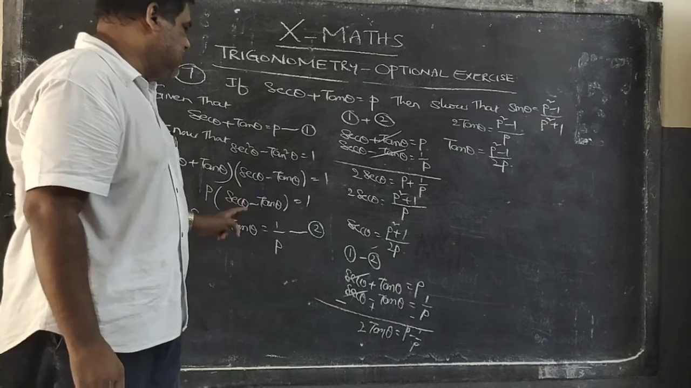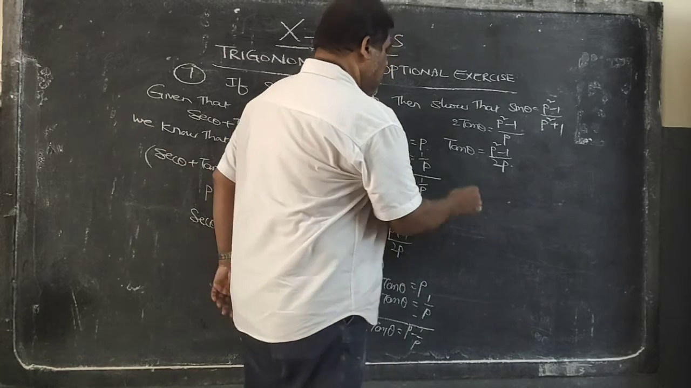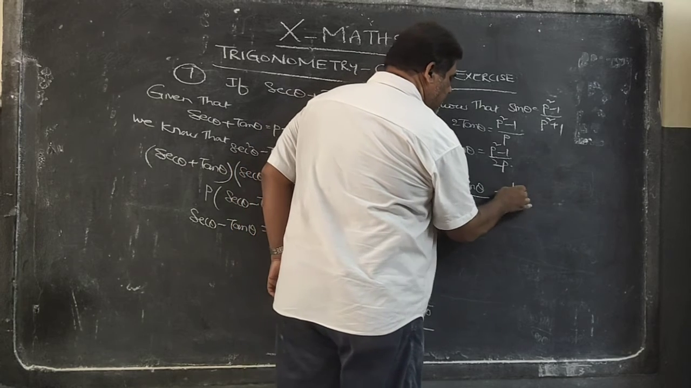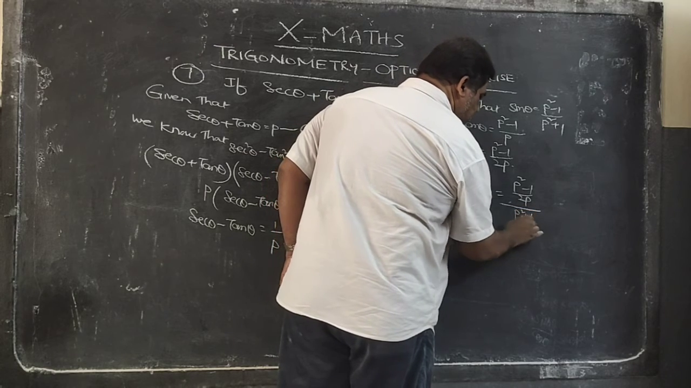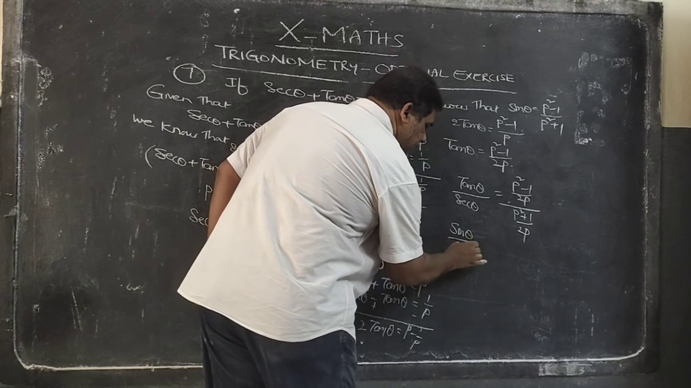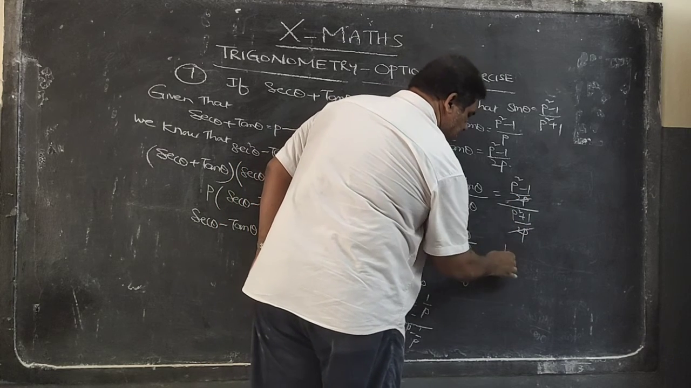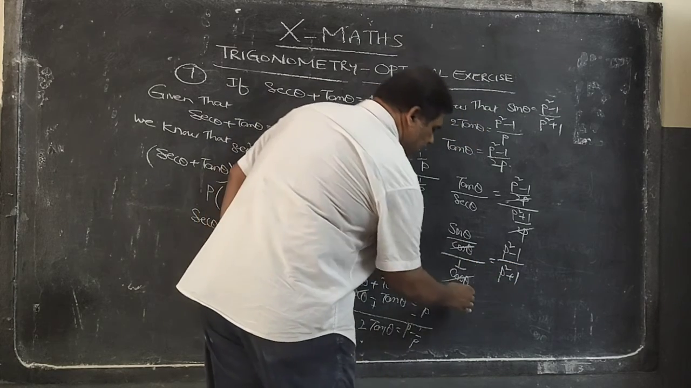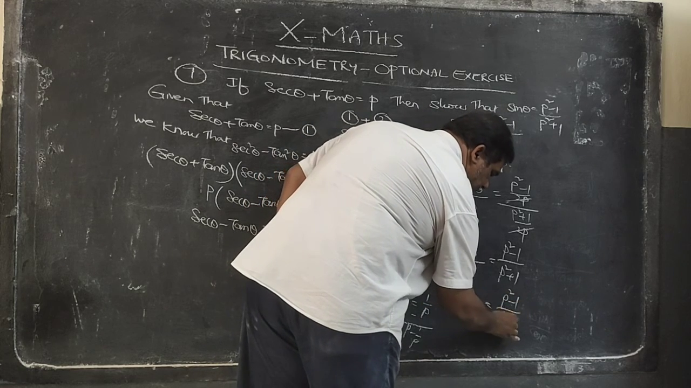When we add the two equations, we got the secant θ value. When we subtract the two equations, we got the tan θ value. Now, you have to divide the tan θ value by the secant θ value. Tan θ we got (P² − 1) / 2P. Secant θ we got (P² + 1) / 2P. Tan θ formula is sin θ by cos θ. Secant θ formula is 1 by cos θ. Here 2P cancels. It is (P² − 1) / (P² + 1). Here cos θ also you can cancel. Now the final answer is sin θ is equal to (P² − 1) / (P² + 1).